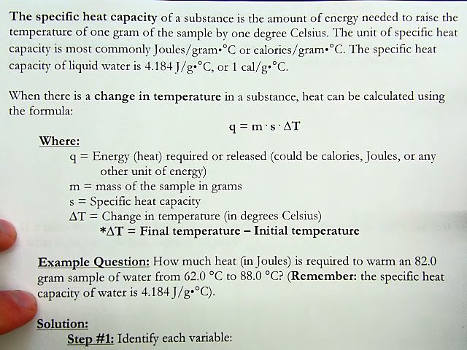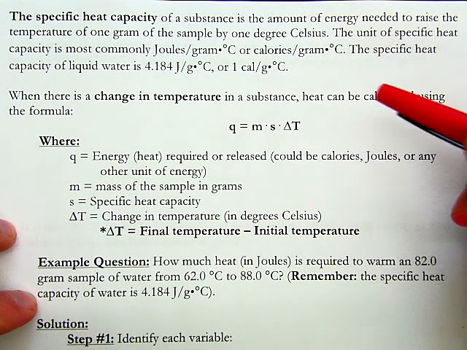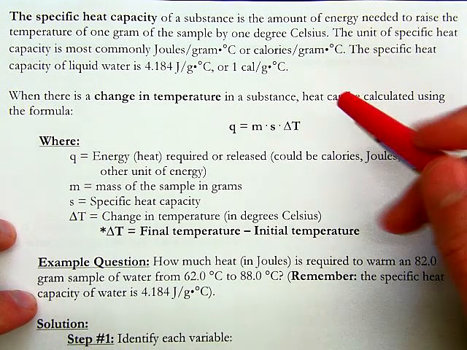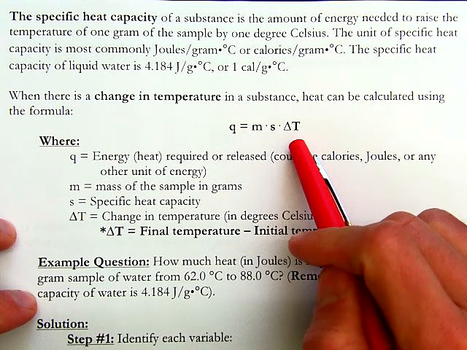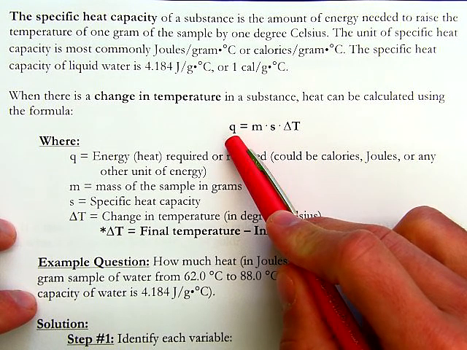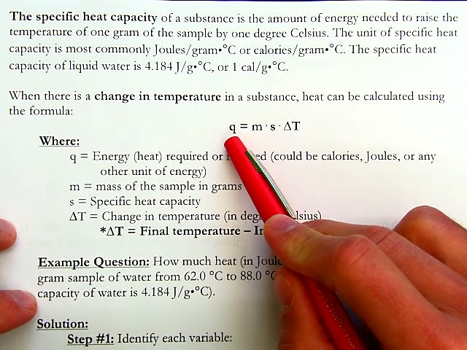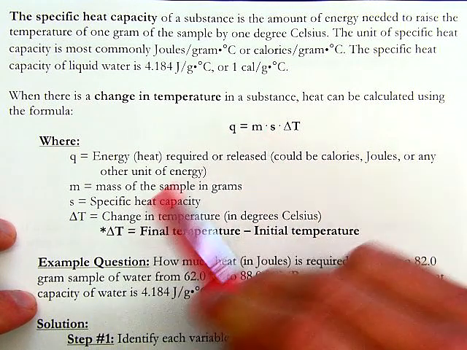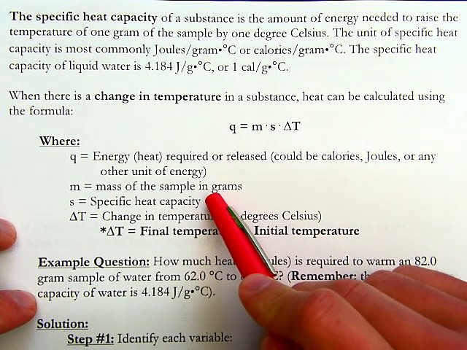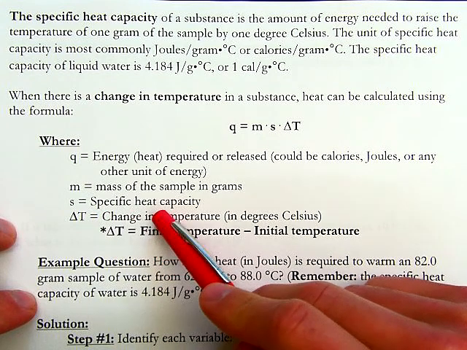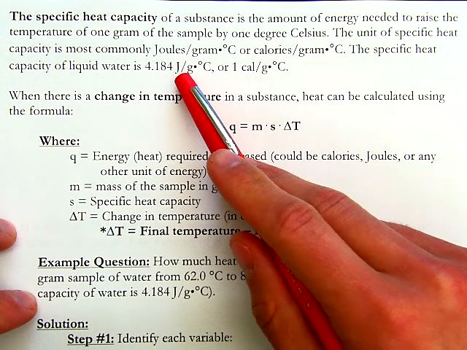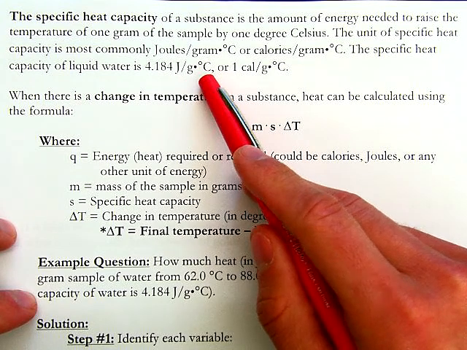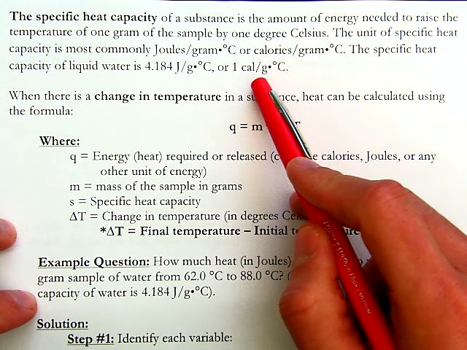So the equation we're going to be using to do specific heat capacity calculations is written here, where we have Q equals ms delta T. Q is your energy value, which will either be in joules or calories. M is your mass, which is usually in grams. S is the specific heat capacity, and the units for that are either joules per gram degree Celsius or calories per gram degree Celsius.